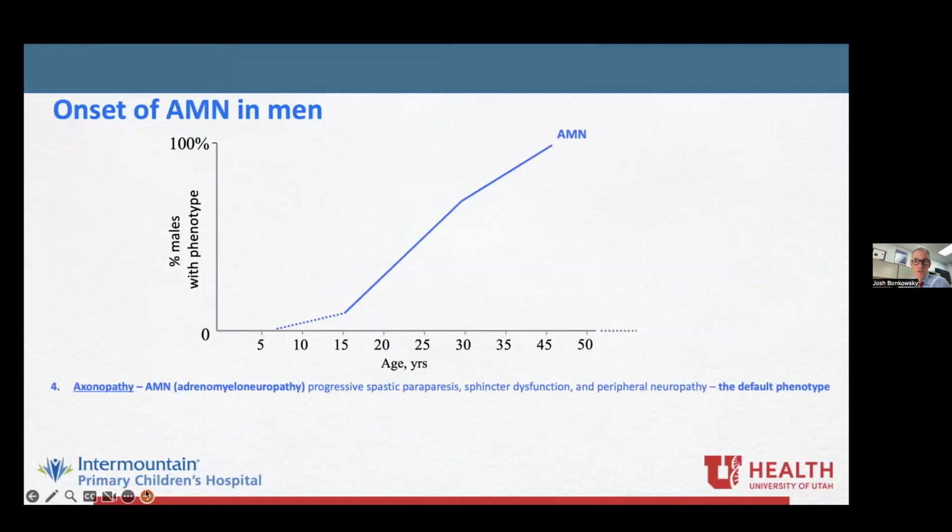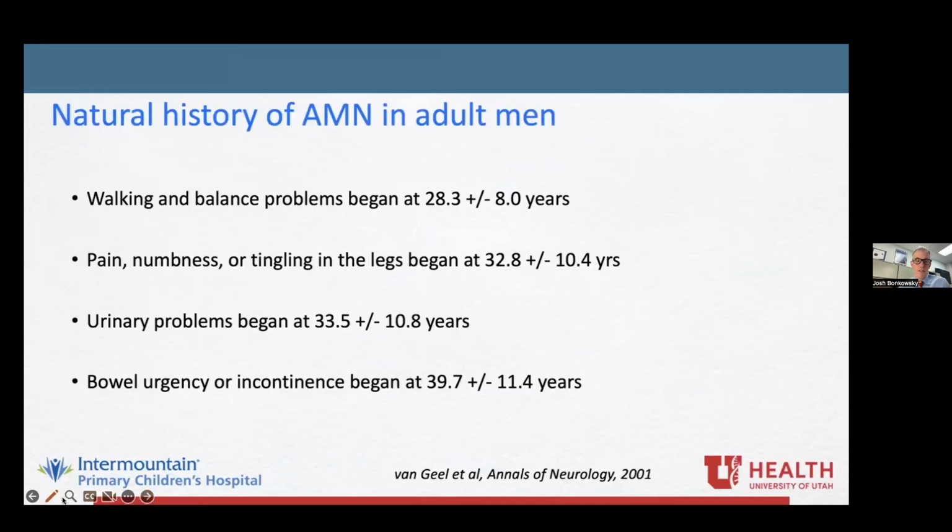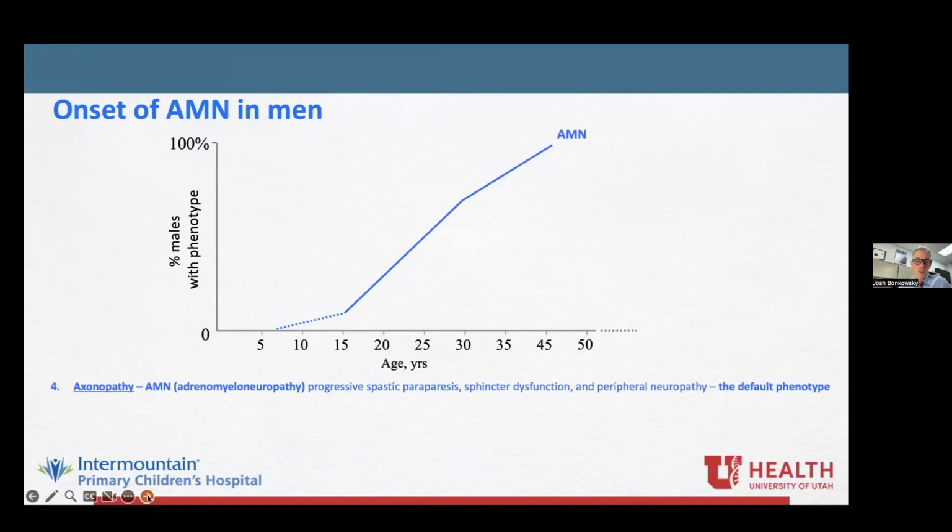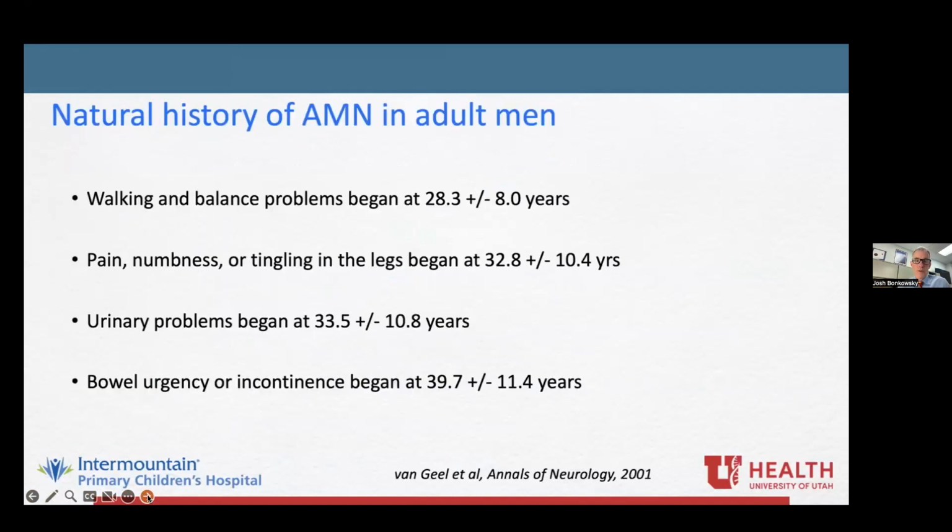AMN is progressive and causes lots of health problems for men with AMN, but it's unfortunately not treatable currently. Problems include problems with walking and balance, often progressing to needing a wheelchair. The neuropathy is quite annoying and difficult to treat. And then urinary and bowel incontinence are major impacts on quality of life for men with AMN.